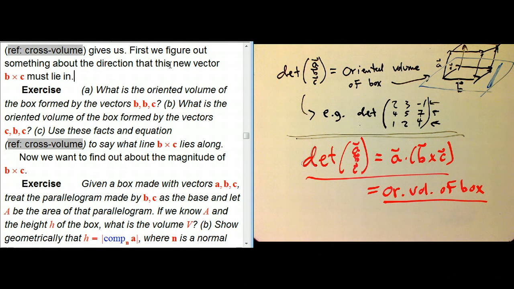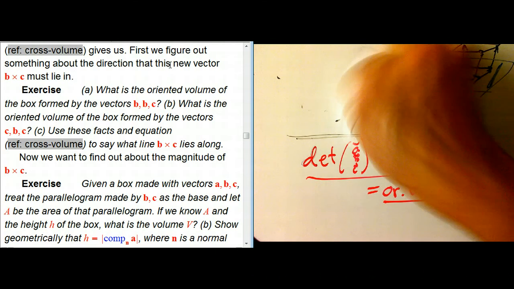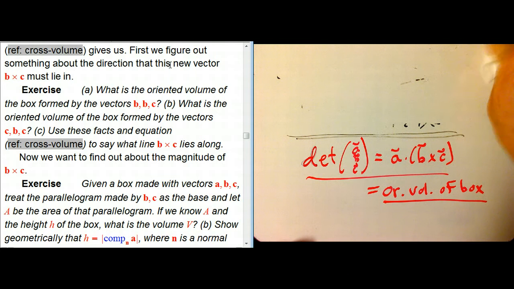And I need a tissue to erase this. Okay, I'm going to leave the... Let me actually erase the box. And I'm going to draw a new one here.